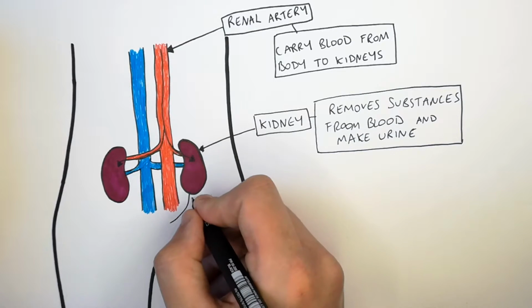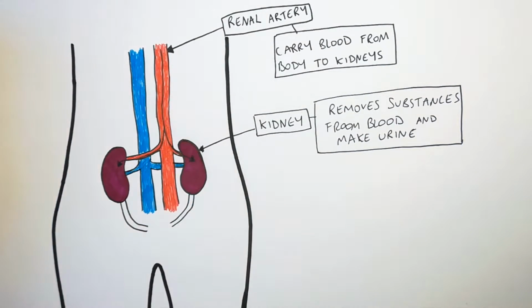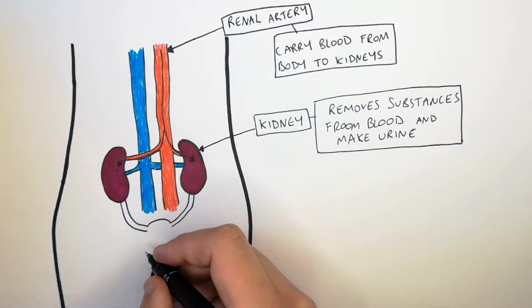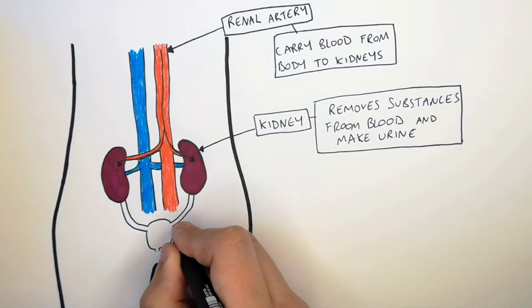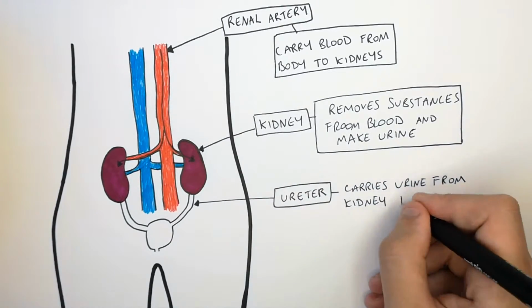This tube here is the ureter. This other tube here is also the ureter. They form the ureters. These ureters connect the kidney to the bladder. So the ureter carries urine from the kidney to the bladder.